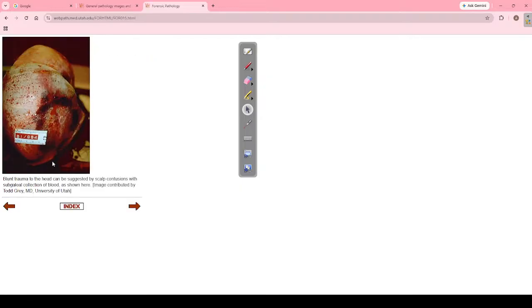Blunt trauma to the head, not very specific, is suggested by scalp contusions, which can be seen here. All these small bleeds can be seen. Those are scalp contusions. The scalp has a lot of connective tissue, and because of which it is very much indicative of injury to the skull. Okay, let's go next.